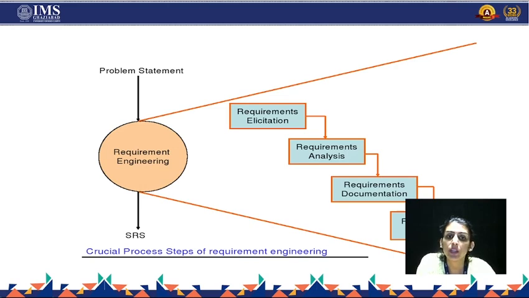So once we have all these 4 steps completed, that is, the elicitation has been done. After the elicitation, that means the requirements have been gathered, then all the requirements have been analyzed. Once they have been analyzed, the requirements have been documented, and once the requirements have been documented, a review process goes on for the documentation. That means we do a requirement review process. Then once all these 4 things are complete, we have our SRS ready, that is the software requirement specification document.